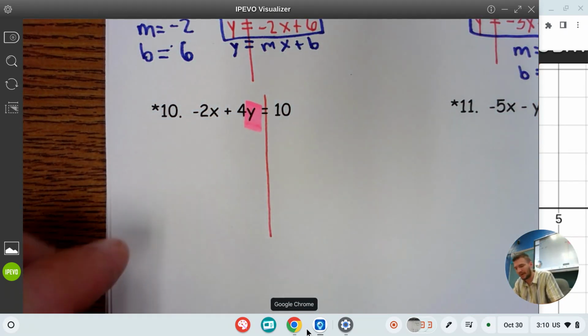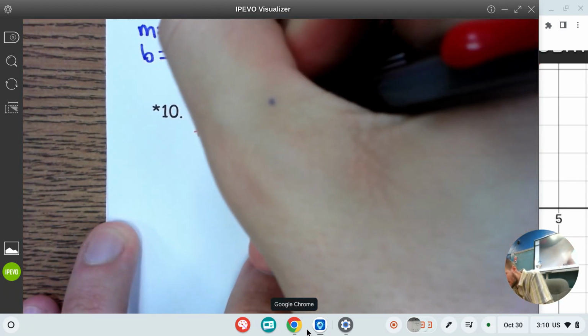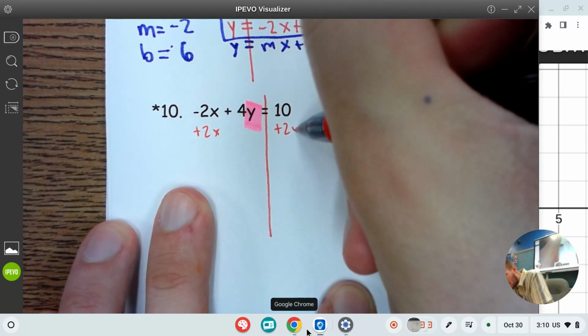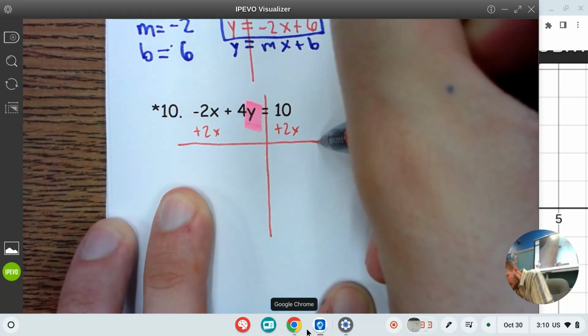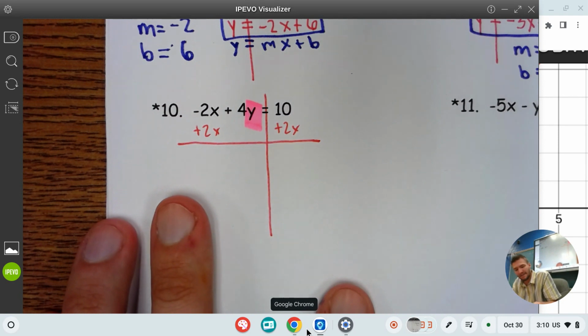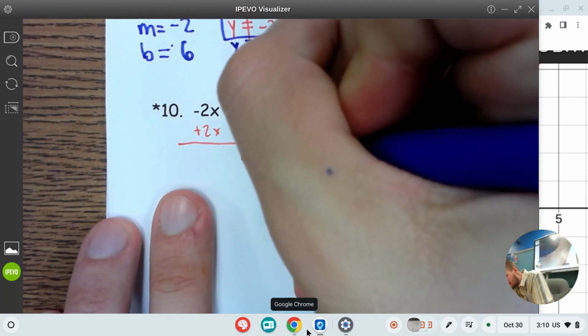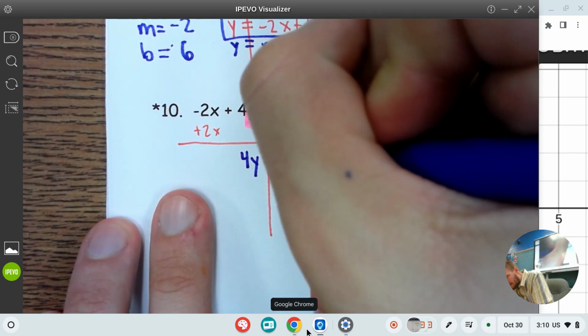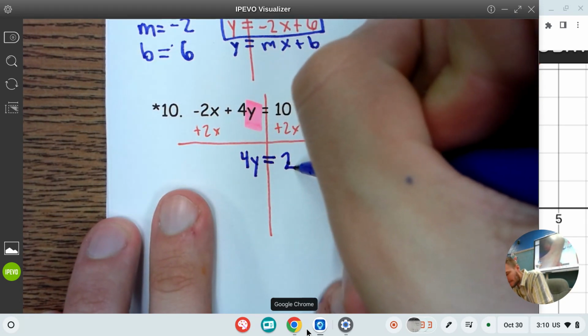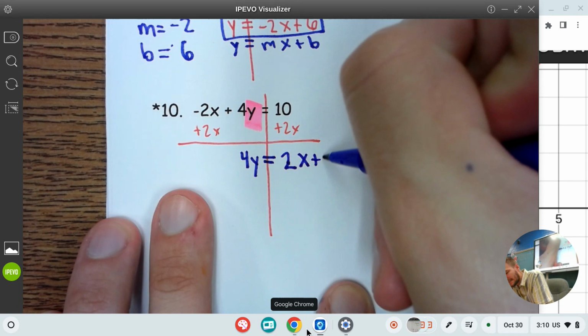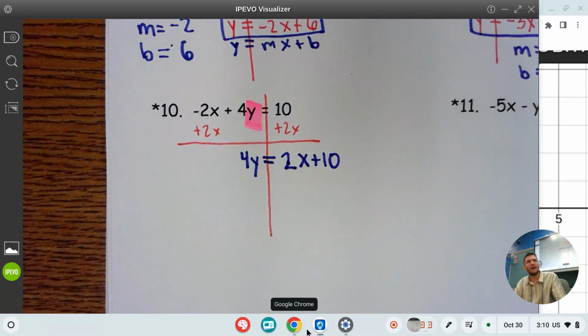So the first thing we're going to do is plus 2x, plus 2x. Are we going to say that 4y equals 12? No. We're going to say 4y equals 2x plus 10, because we want our y equals mx plus b. So we want those x's to come first and those non-x's to come second.